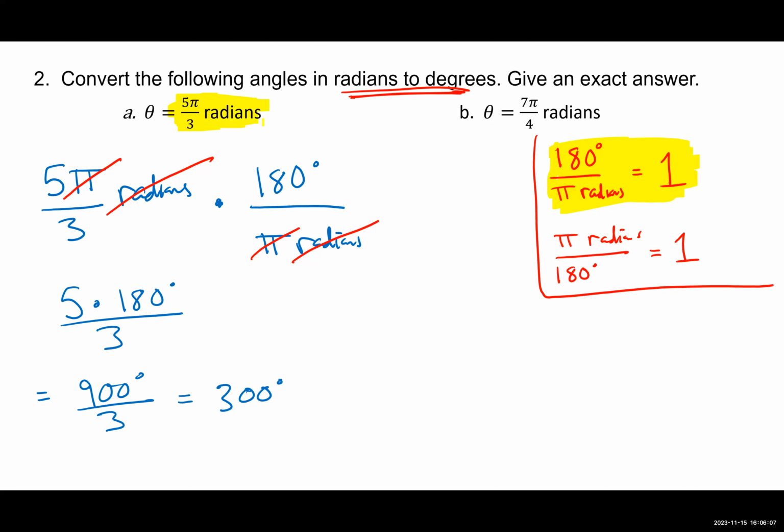So 5 pi over 3 radians is the same as 300 degrees. A little bit less than one circle. A full circular rotation is 360. This is 300. So a little bit less than one full circle.